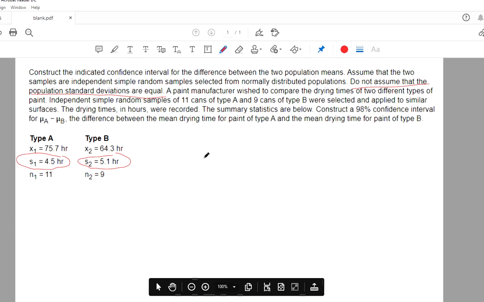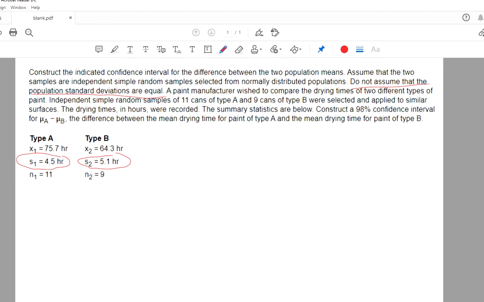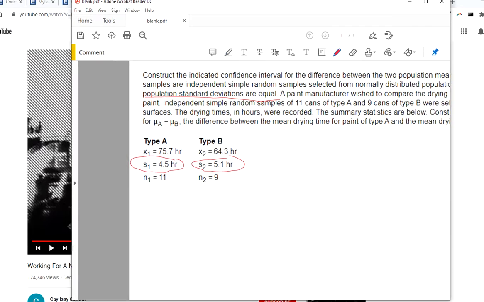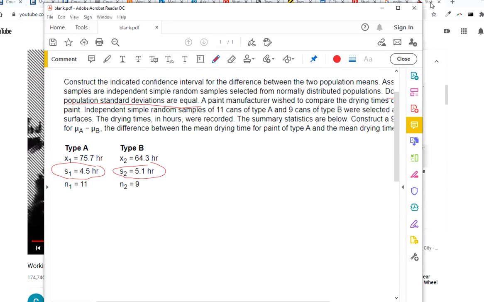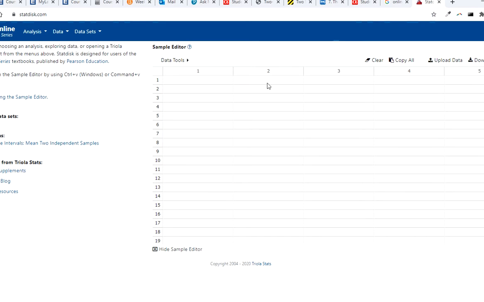So that's important information. I tried doing this one by hand, and I forgot what a nightmare it is to figure out the correct degrees of freedom. So it's hard to find the exact degrees of freedom, so the exact t value is hard to find. So let's go to StatDisk.